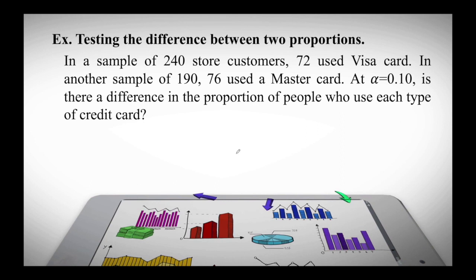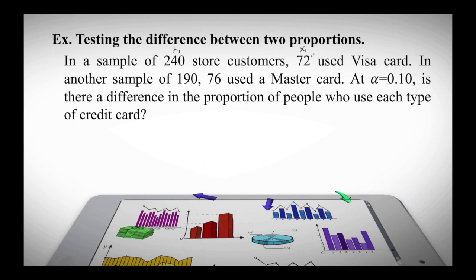For the example, we have a sample of 240 store customers, 72 used Visa card. Okay, so that is actually X, out of the 240, this can be considered as n sub 1 and this is X. The question is, is this the first population or the second one? We can already consider this as 1 since it is the first part of the problem. Again, I repeat, in a sample of 240 store customers, 72 used Visa card. So, 72 over 240 will be the proportion for the first population.